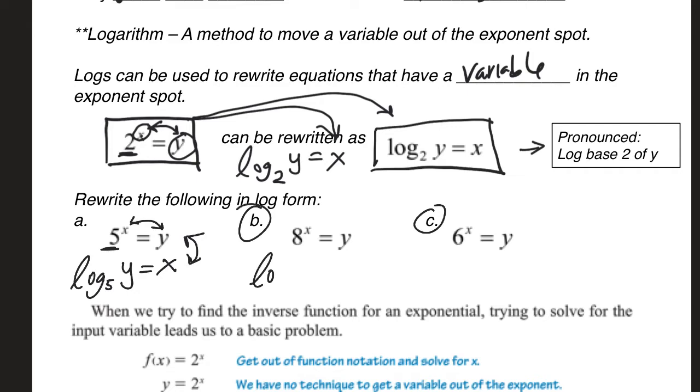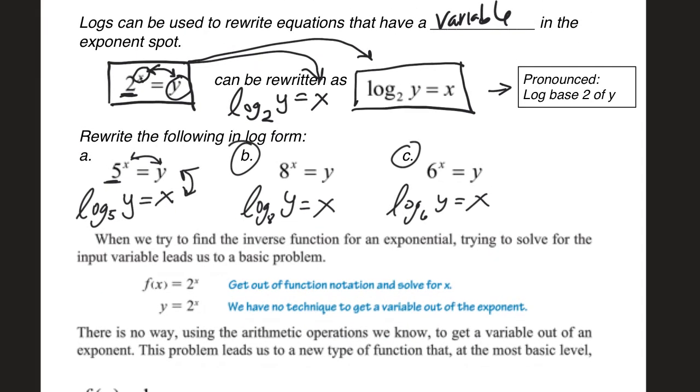B is going to be log base 8 of y equals x. C is going to be log base 6 of y equals x. And these are pretty similar to the last 2 examples, so hopefully you didn't have too much issue rewriting those, because not all of them are that pretty.